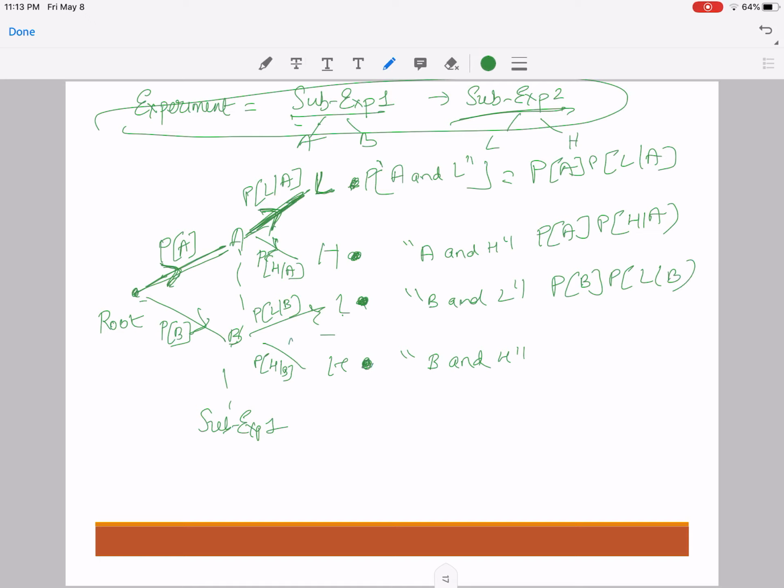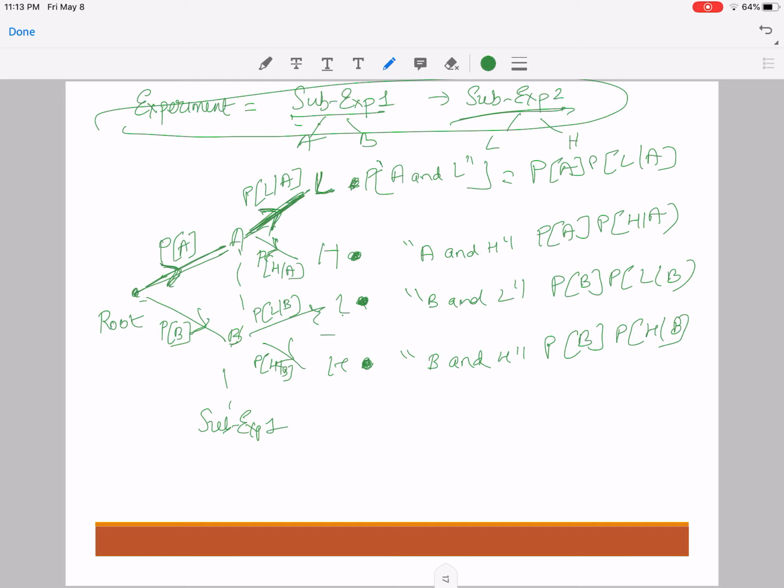And probability of this leaf will be probability of B times probability of H given B. So this is how you'll obtain the probabilities of different outcomes in a given experiment, which is composed of multiple sub-experiments. Sometimes the events that we are interested in, the events for which we would like to find the probabilities, may be composed of multiple outcomes, meaning that multiple outcomes may constitute a given event. In such a case, to find probabilities of such an event, we add the probabilities of those outcomes.